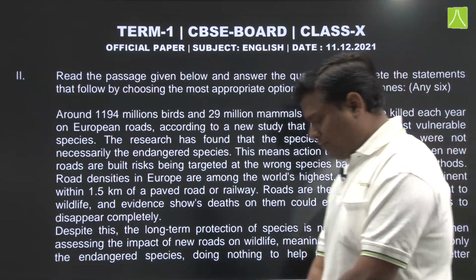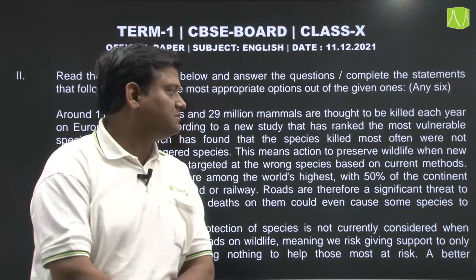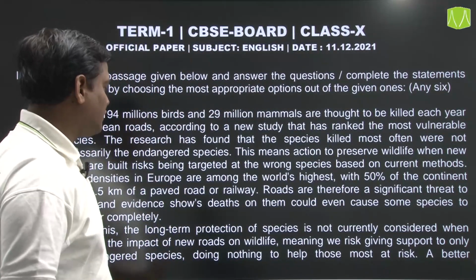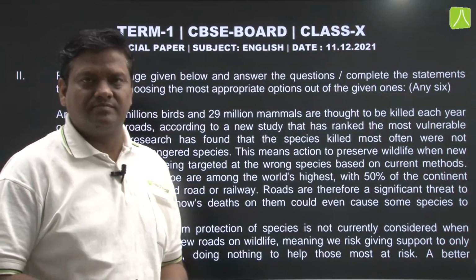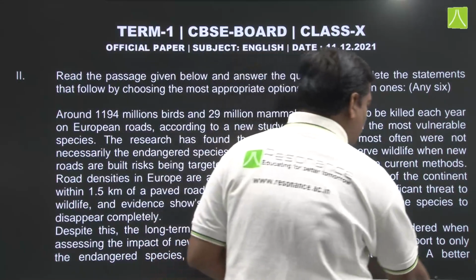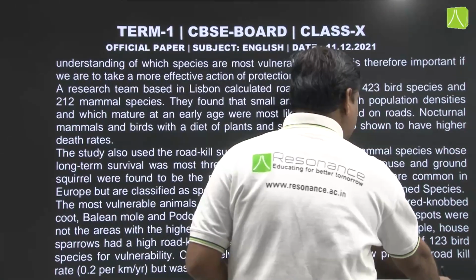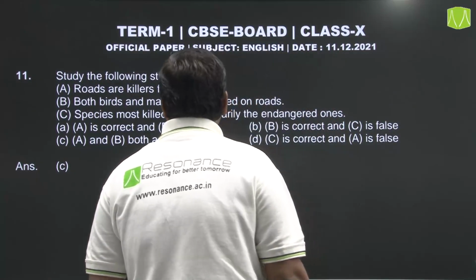Now, we have another passage, that is a factual passage, and we are going to solve it. It is about roadkills of animals, mammals, birds, and the data is given in this passage. So, let us start.